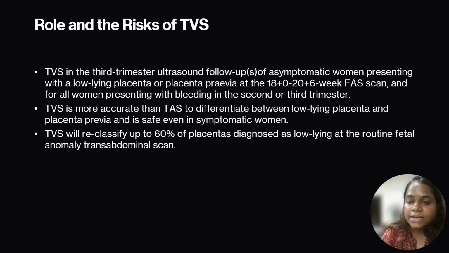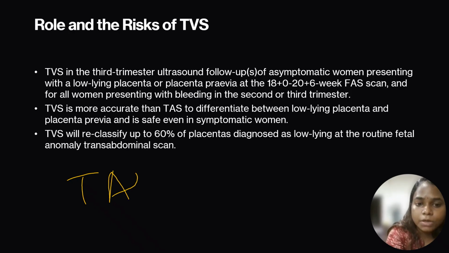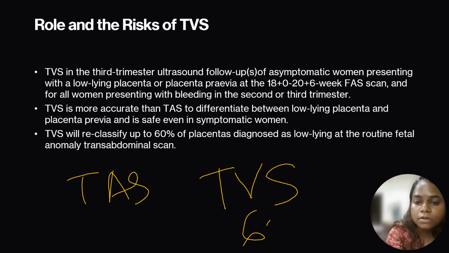So TVS, that is transvaginal ultrasound scan, is very important, and transvaginal ultrasound is more accurate than transabdominal to differentiate the low-lying placenta and placenta previa. If you did transabdominal, the percentage that the diagnosis can be changed with transvaginal is 60%. Okay, remember these percentages. Okay, 60%.